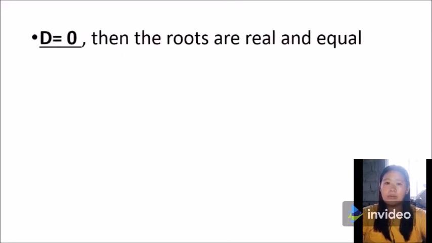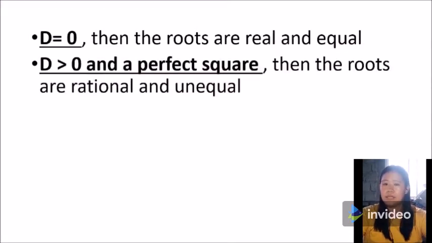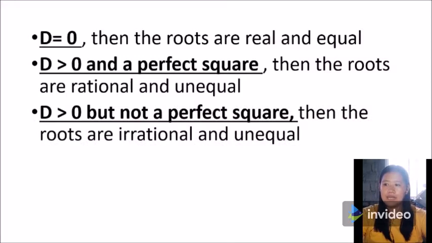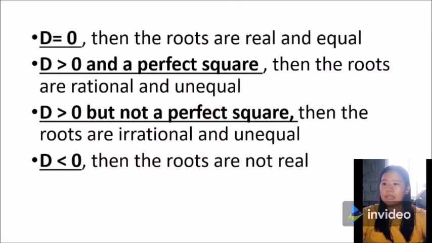If D, or the discriminant, is equal to 0, then the roots are real and equal. If D, or discriminant naman, is greater than 0 and a perfect square, then the roots are rational and unequal. If D naman is greater than 0 but not a perfect square, then the roots are irrational and unequal. And if D is less than 0, then the roots are not real.